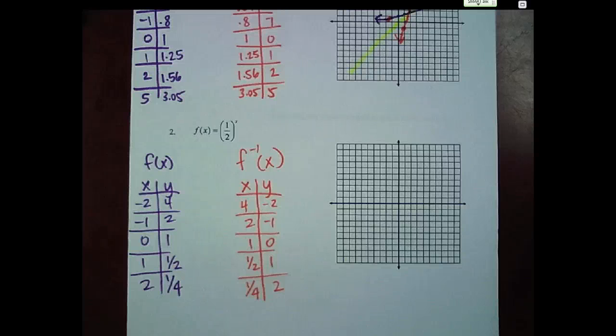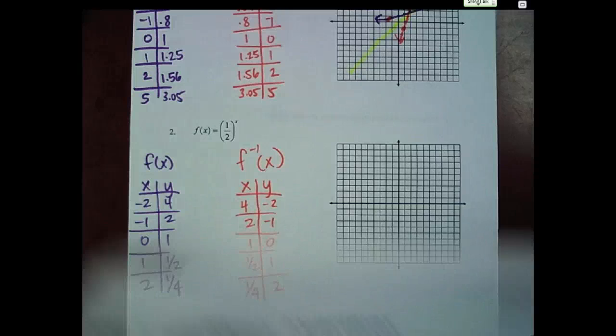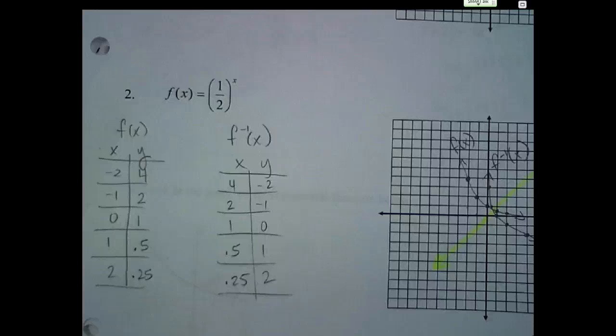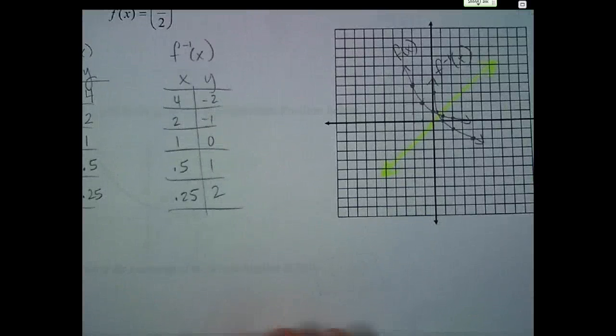Okay, graph both. And when you do, your graph should look something like this. There's my table. And there's my graph.